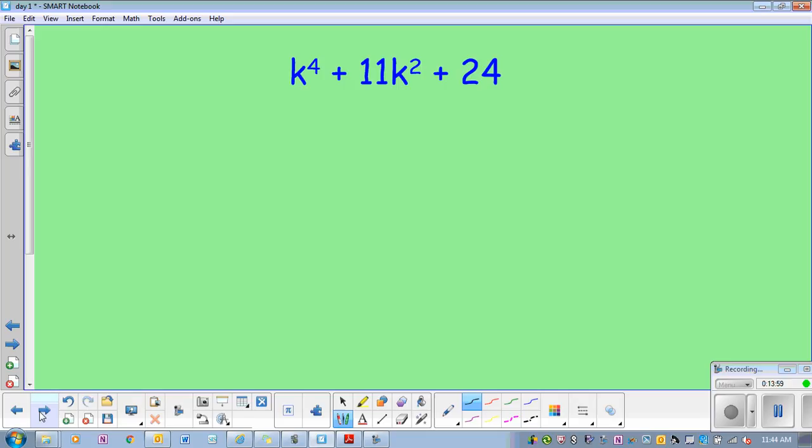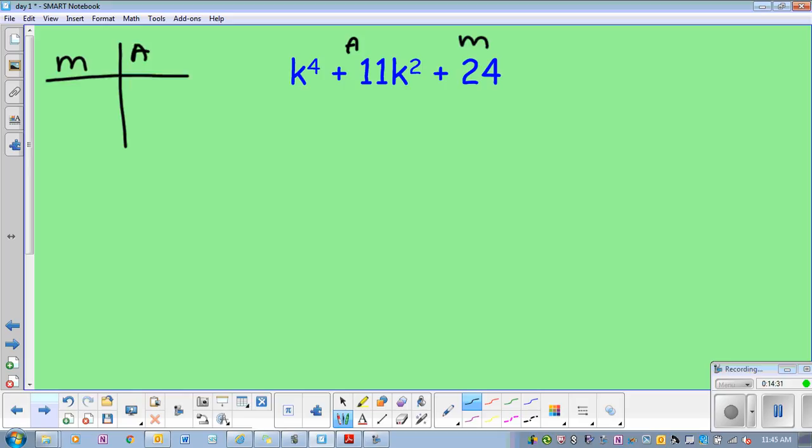Okay, so let's look at this one. Wow. K to the 4th, K squared, and then the number. Well, I realize we only have one variable that we're working with, K, right? But it's still a little weird because it's K to the 4th, right? So it's fine. It's still AM. You're just going to bring down the first, bring down the last, okay?